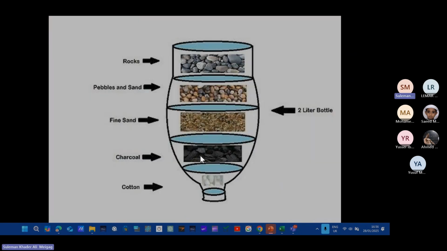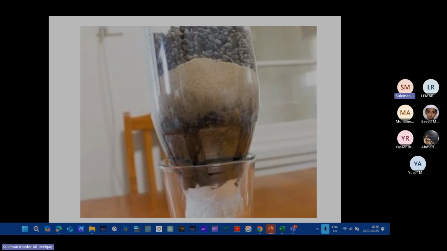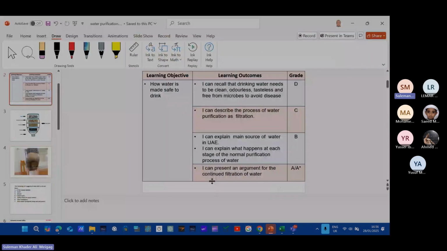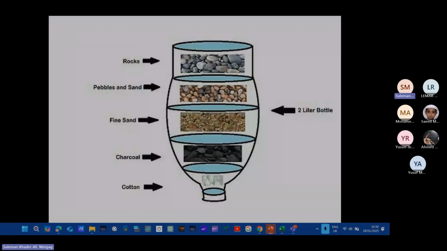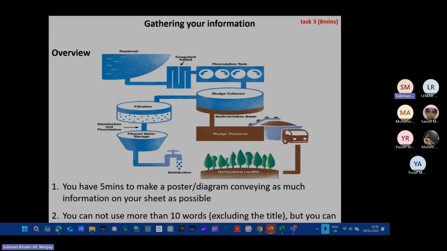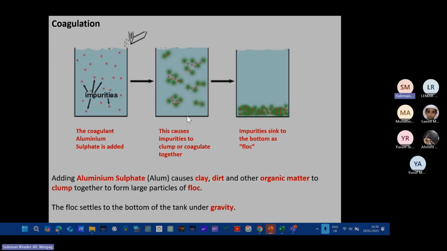Okay, this is the example of rocks, pebbles, fine sand, big pebbles and big sand, fine small sand, charcoal, cotton. Okay, all put in there, and then you see how the water comes out from there. Also you need to find out about how in the UAE they make clean water. Look at this one here. This is very big. Okay, they have big tanks here of different things. So you get some more information like that.